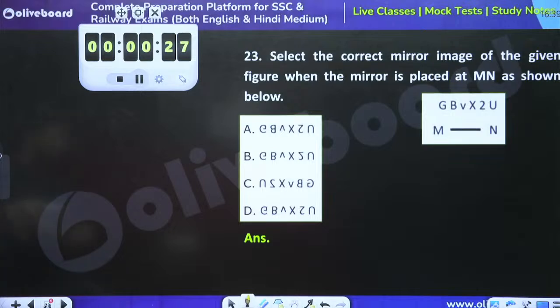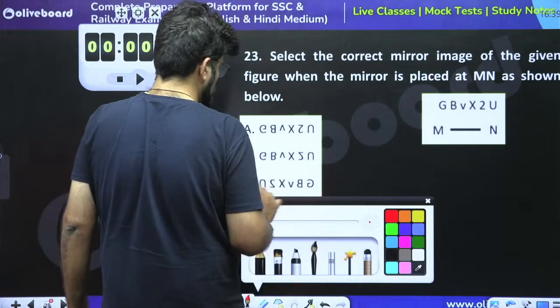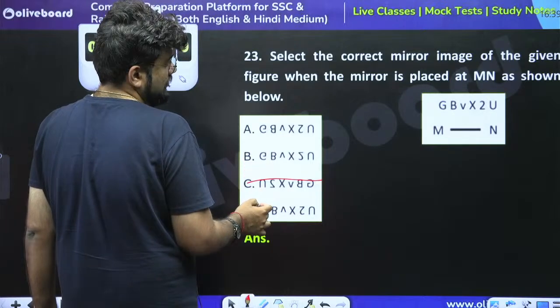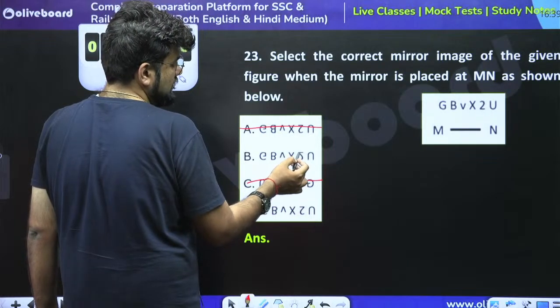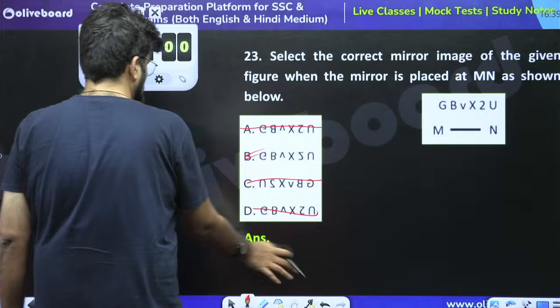Water image. So if the mirror is placed below, it's a water image. Option C is definitely cancelled right away. So let's not even bother to check that. Now G, the water image is same. For B, this is a flipped water image. So these two are same, V is same, X is same. For 2, if you see, this is the correct water image, not this. So this is also gone. Option B is the right answer. Next.